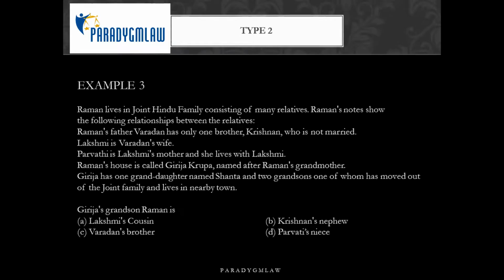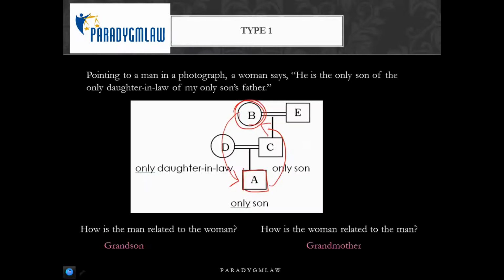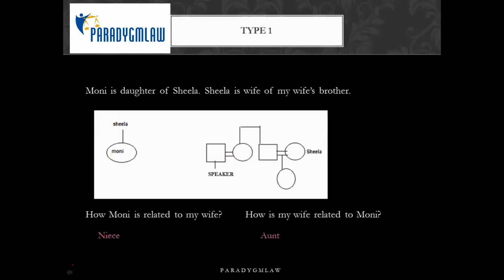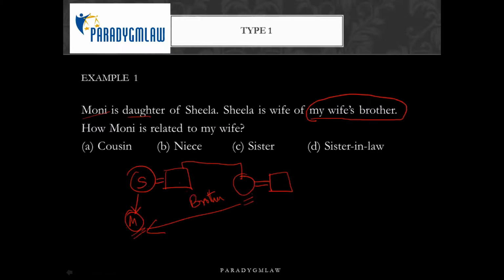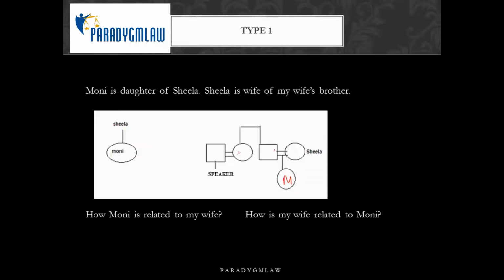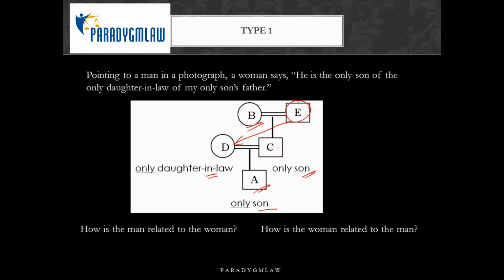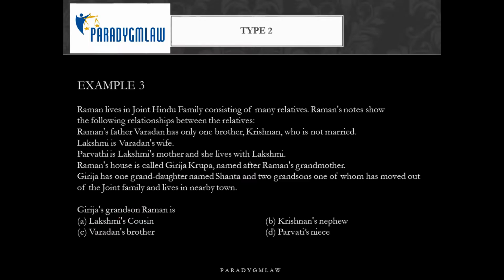So what we looked at right now is called the type 1 problems. This type of problem is where they just give you 1 or 2 sentences and they expect you to solve the problem. The second type is this type where they give you an elaborate family structure and then they ask you one simple question out of it. Okay, so read the problem.